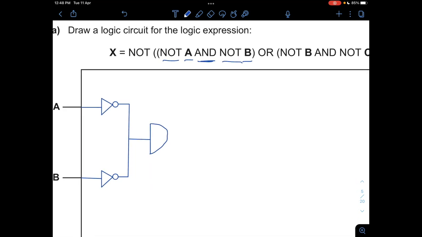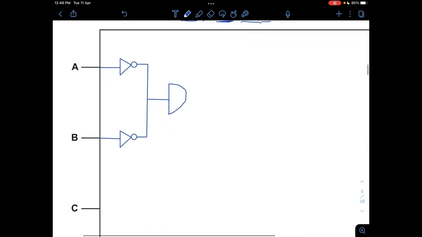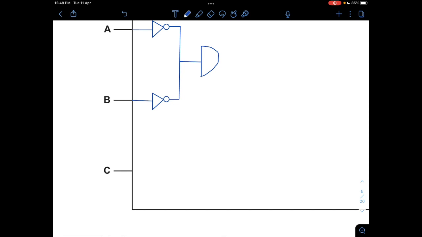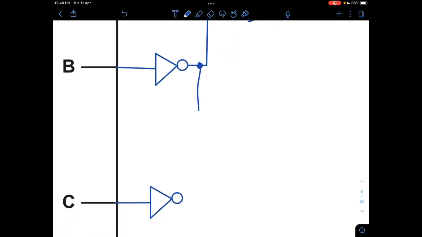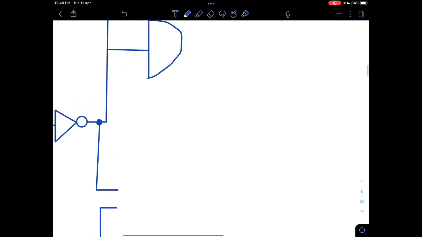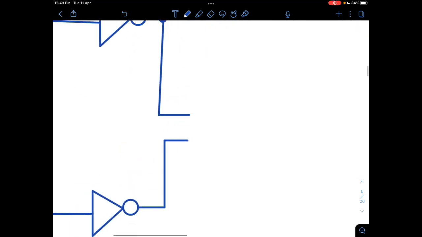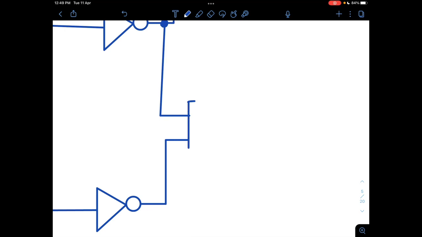Now we need to look at not B and not C. So now we need to link not B and not C together, using the same symbol as well. So then here at B, we need to put one big circle, or I would say a large dot, and then draw one straight line, linking these two together. And because this one is also NOT, we're going to draw a NOT symbol, like such.